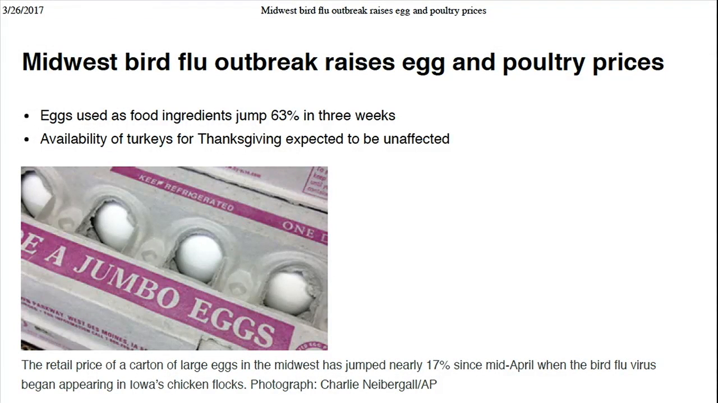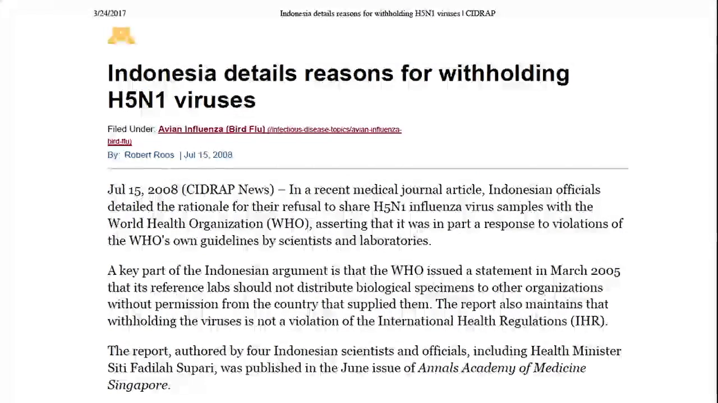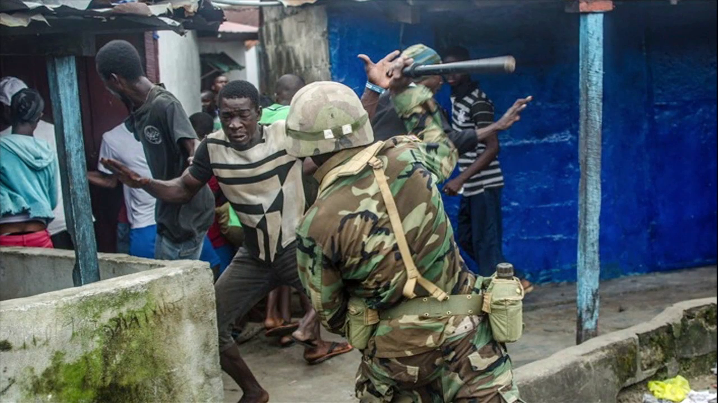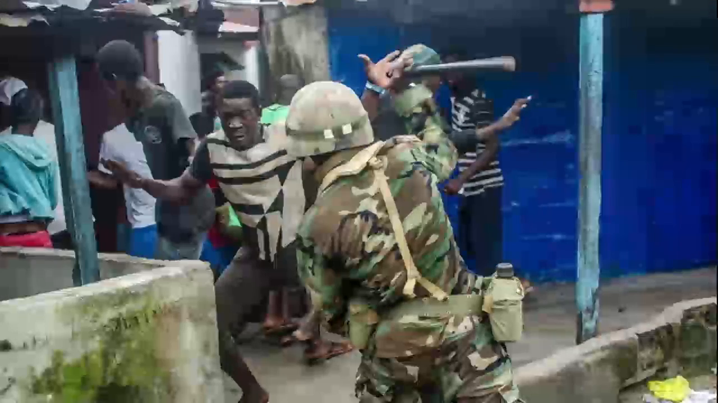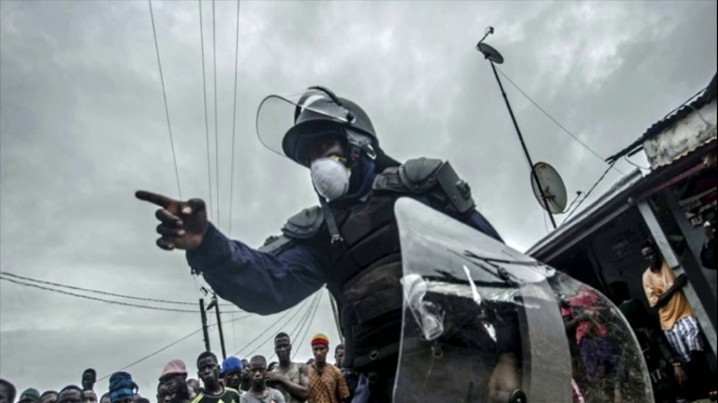For example, in the US, they've had problems with avian influenza epidemics, which have had quite an impact on the poultry industry in 2015 and 2016. During the Ebola epidemic, blood was sold on the black market as a cure, and it caused a lot of concern about the hazards of such practices. Indonesia did withhold avian influenza viruses from the WHO in 2008, and that's another interesting story about why that occurred. The need for military intervention was seen during the Ebola epidemic in 2014 and has been seen in other serious epidemics, police and law enforcement responses as well.